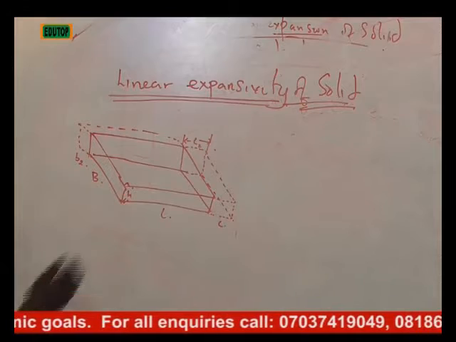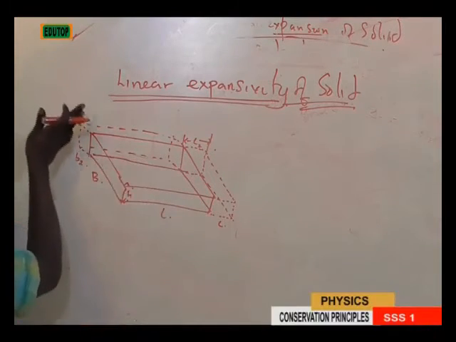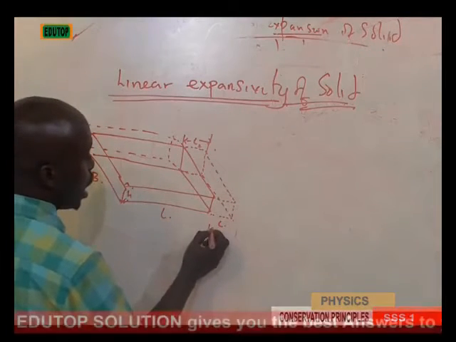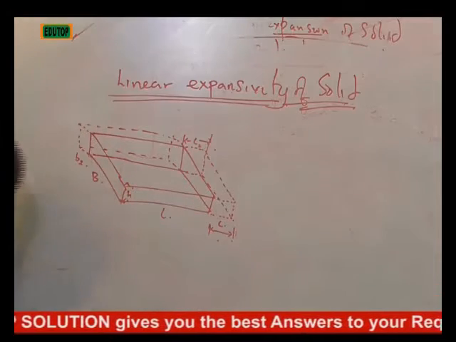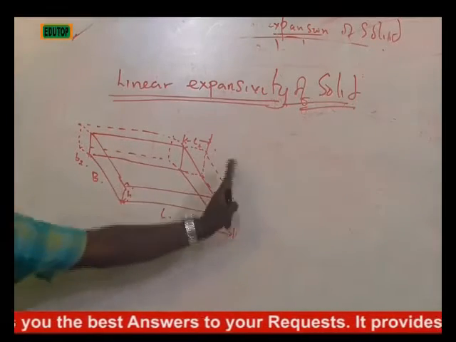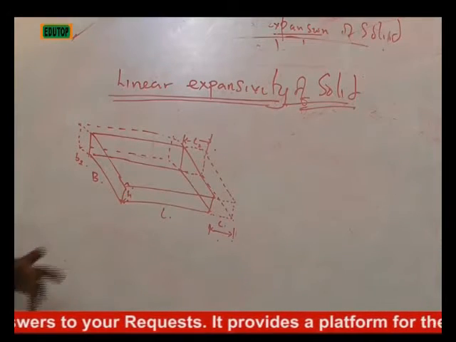Now, if the increment moves towards this particular region, we'll be considering B. If the increment moves towards this way, we'll be considering L. Do you understand? So if this particular body increases from this initial stage to the new length, it means that the body has expanded.